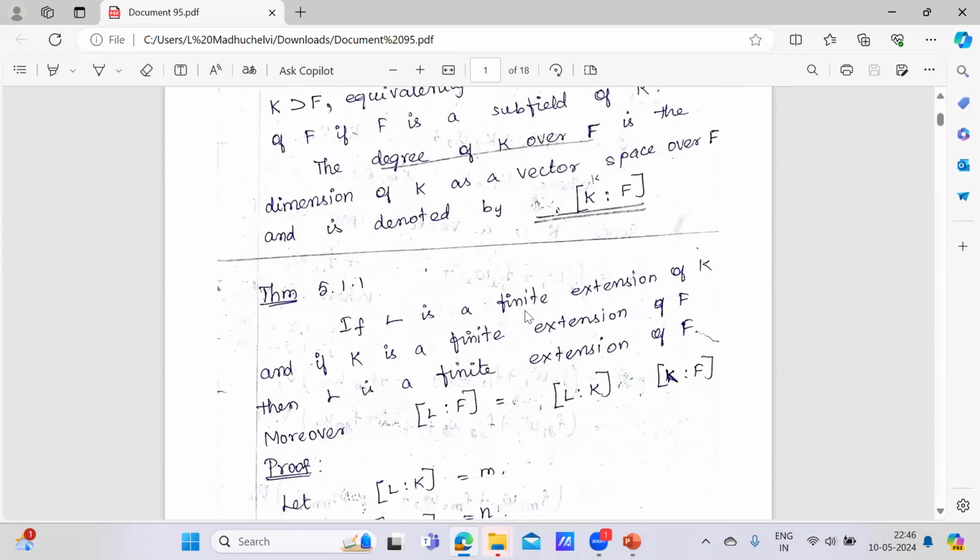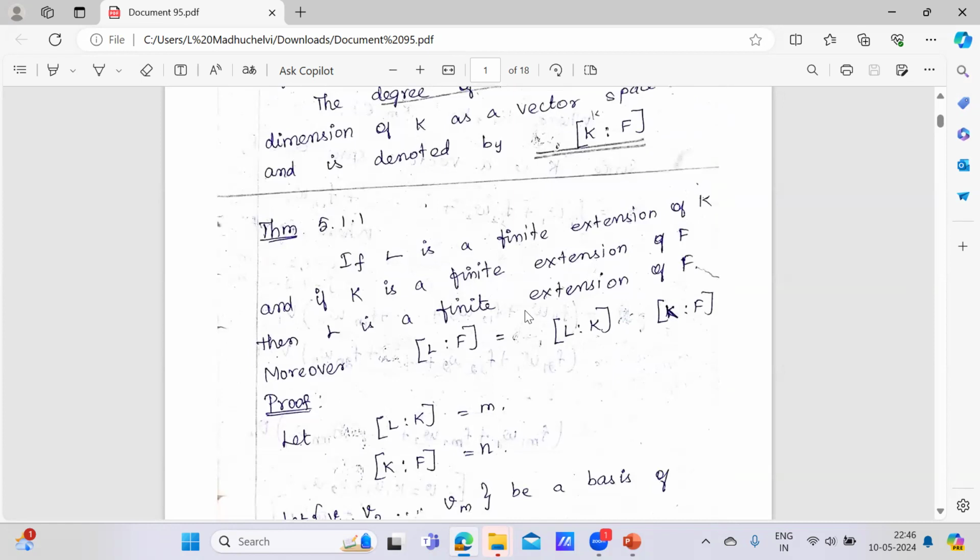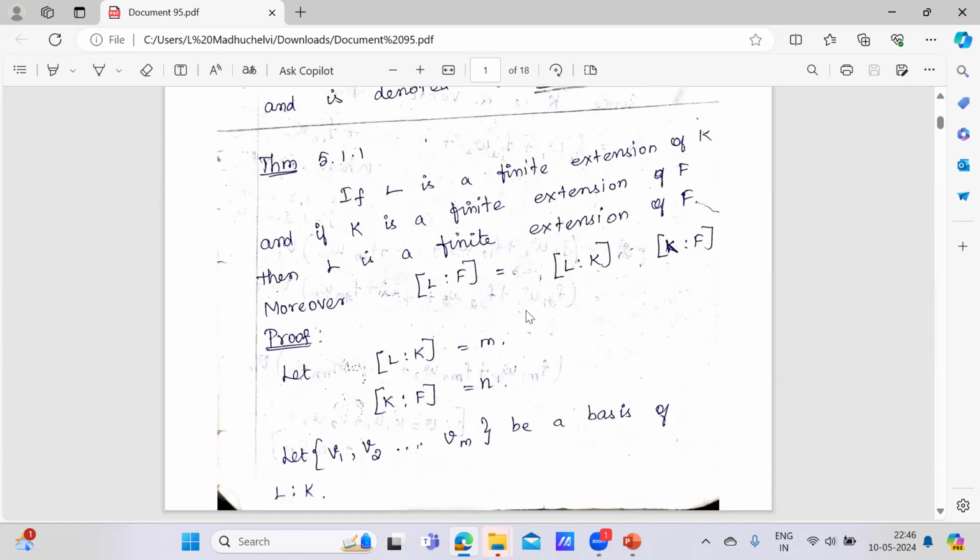Let us see the theorem. If L is a finite extension of K and if K is a finite extension of F, then L is a finite extension of F. Moreover, degree of L over F equals degree of L over K times degree of K over F. Let us see the proof.